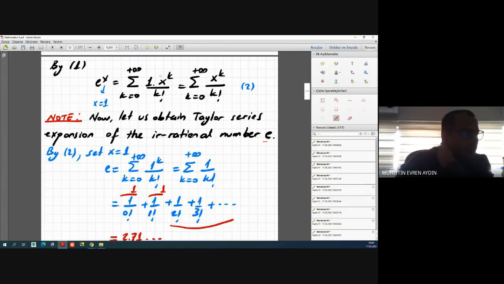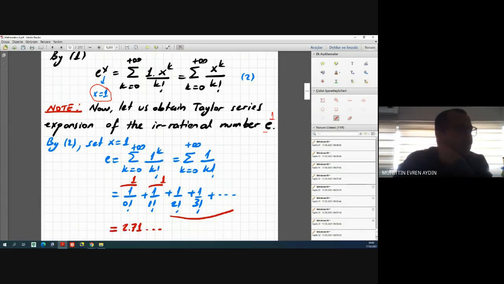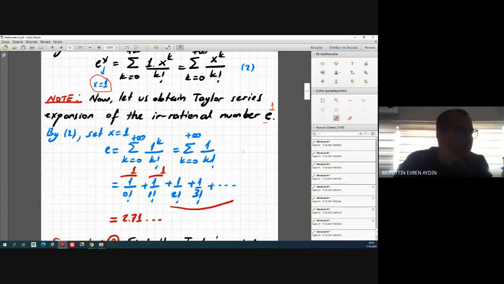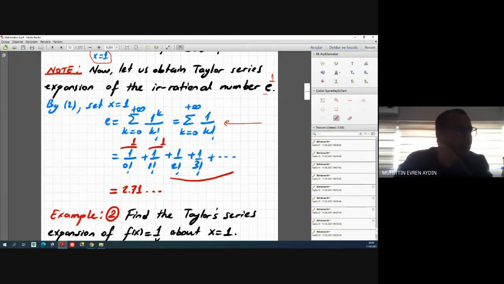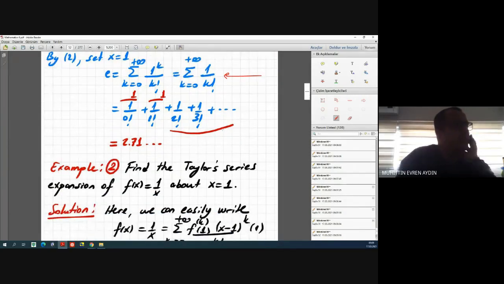If we replace x with 1, then you obtain this power series. Sorry, this is a positive series, which means that you can write an irrational number as a positive series. Yes, this is approximately 2.71.